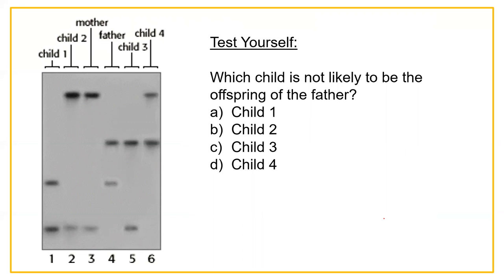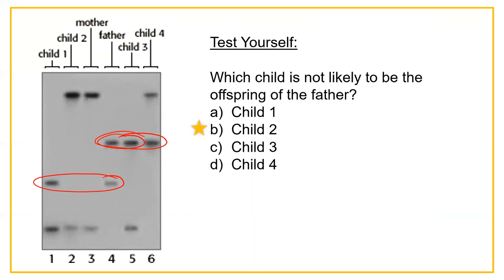But take a look at this. This gel says here, which child is likely not to be the offspring of the father? So we can take a look. Child 3 seems to match the father, and child 4 has at least one band that matches the father. Child 2 does not look like it matches anything the father has. So the correct answer is child 2.